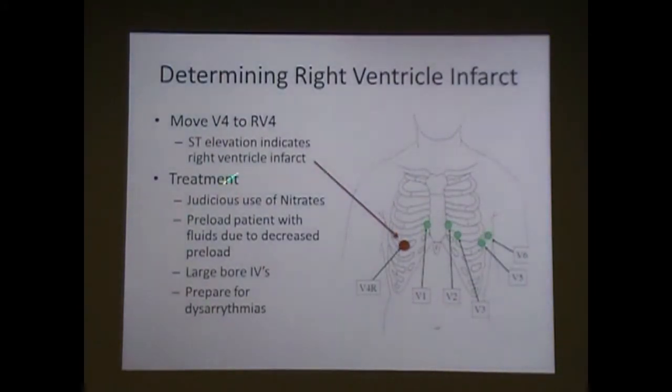Preload the patient with fluids, generally 250 mLs minimum. Large bore IVs, and prepare for dysrhythmias. These are the people that I automatically slap pads on. As soon as I see inferior, pads are going on, because it's much easier to do it now than to do it during.